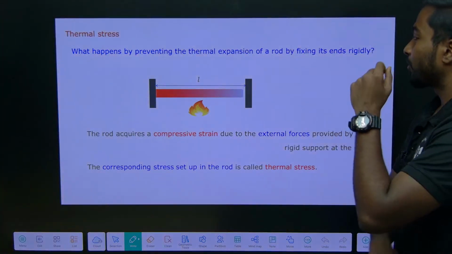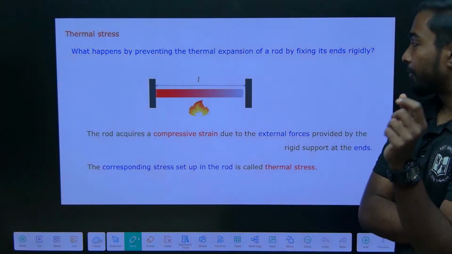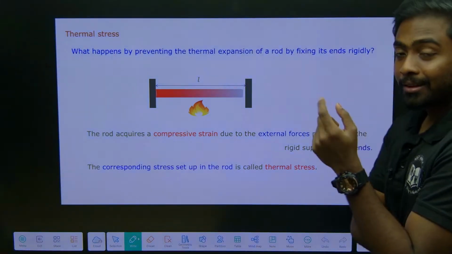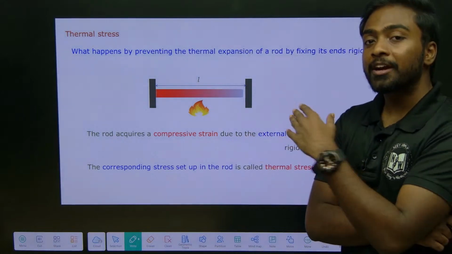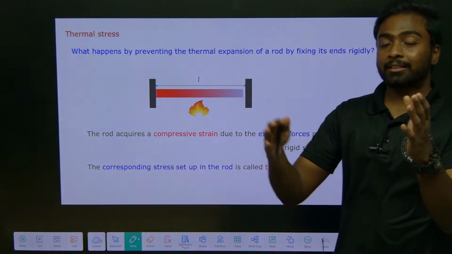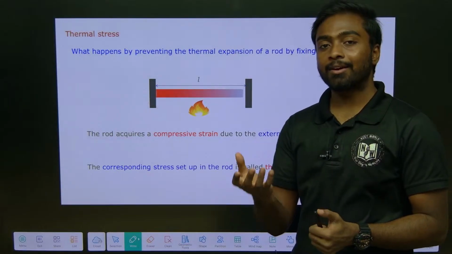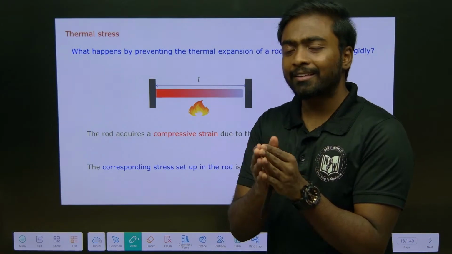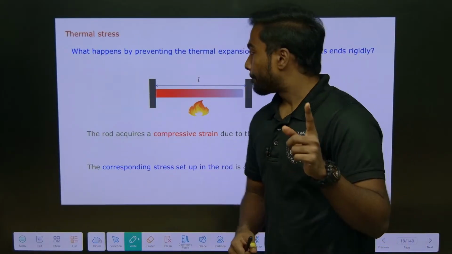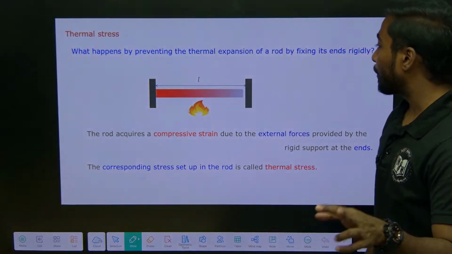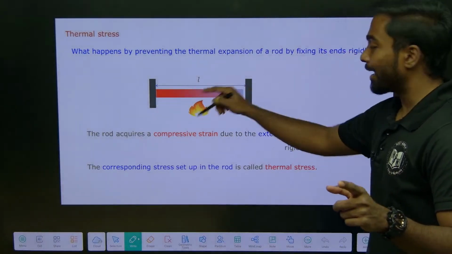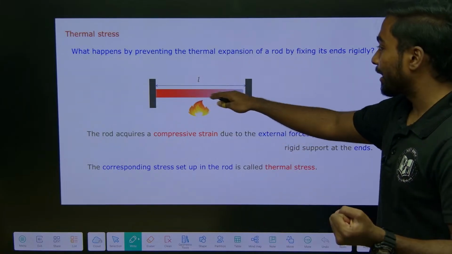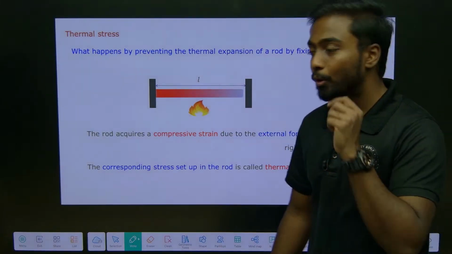Next we will go for the topic thermal stress. What happens by preventing the thermal expansion of a rod by fixing its end rigidly? In the previous cases, there was a free end, so when heat is given or temperature is raised, the object expands. But in this case we are fixing the end and then heating the object. Now what is going to happen here?